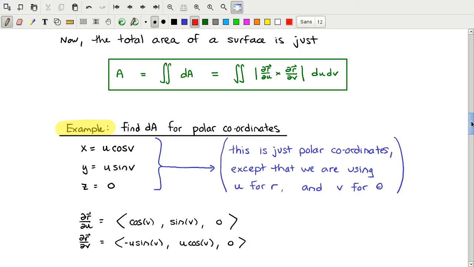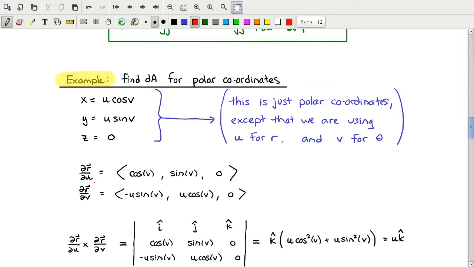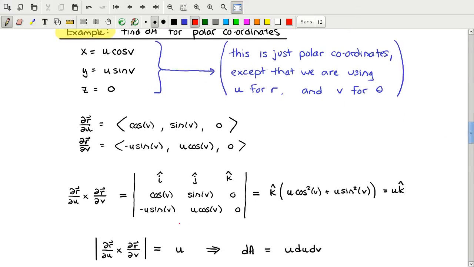So what is the area element on that plane? We calculate partial r partial u. It is cosine v, sine v, 0. And we calculate partial r partial v. It's negative u sine v, u cosine v, 0. And we take the cross product. The cross product of those two tangent vectors can be found by taking the determinant of this pseudo matrix. And we get just u times k.